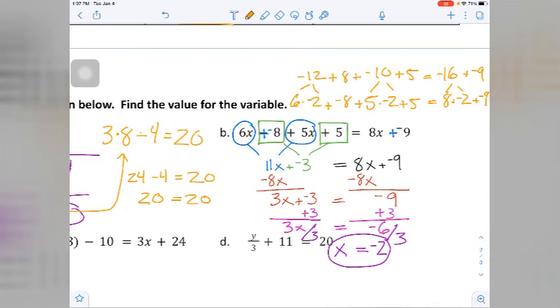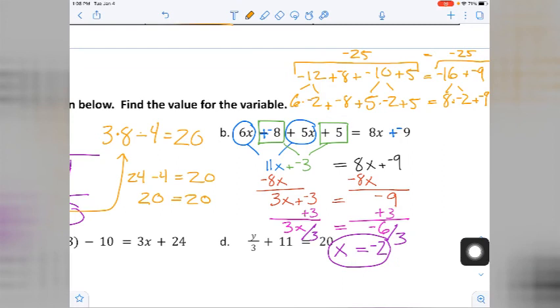And then on the other side, I feel like I'm making a mistake here. Oh, it's because I did negative 8. That's why. Negative 12 plus negative 8 is negative 20, plus negative 10 is negative 30, plus 5 is negative 25. So all of this together equals negative 25. And then negative 16 plus negative 9 also equals negative 25. So these are equal, but only when x is negative 2. So that's how I know my answer is correct.